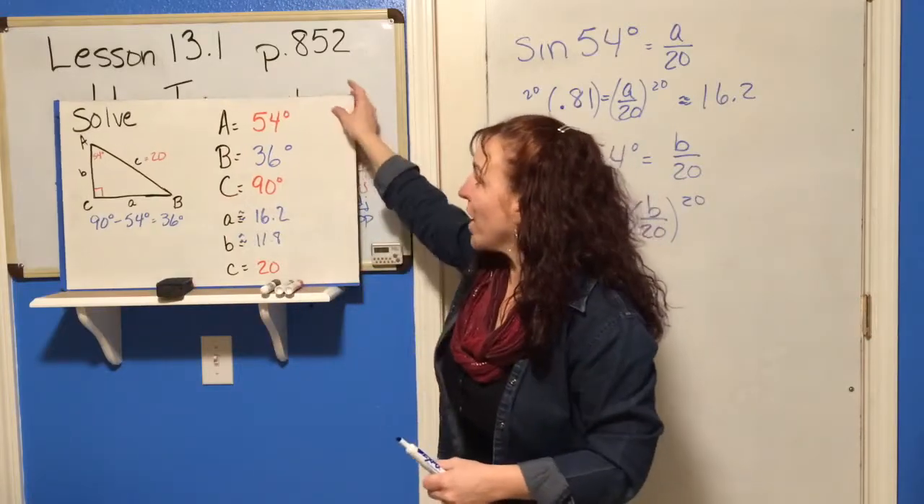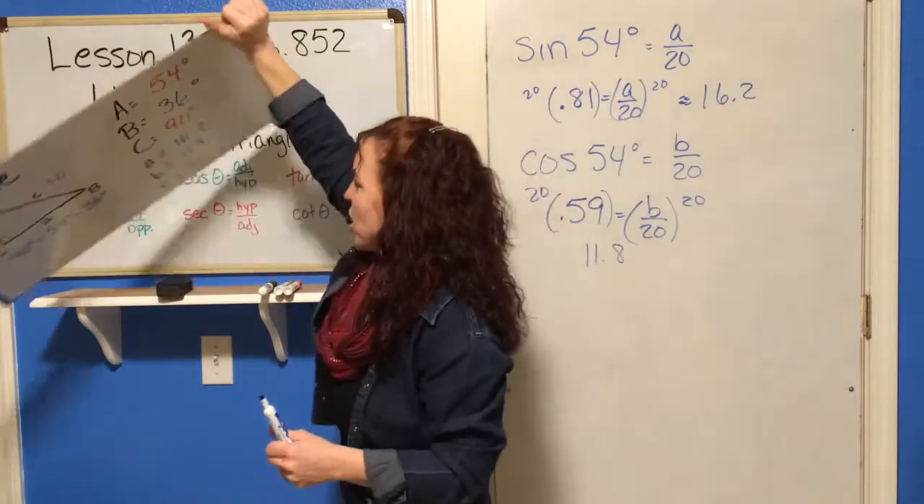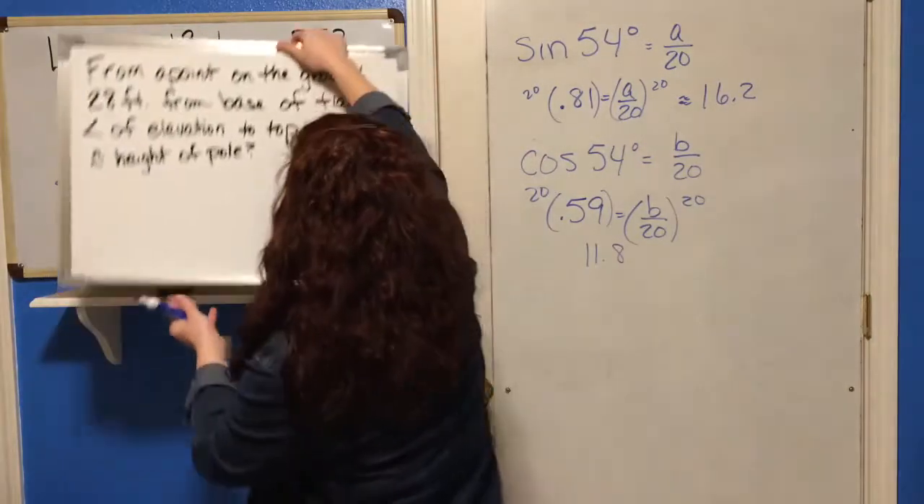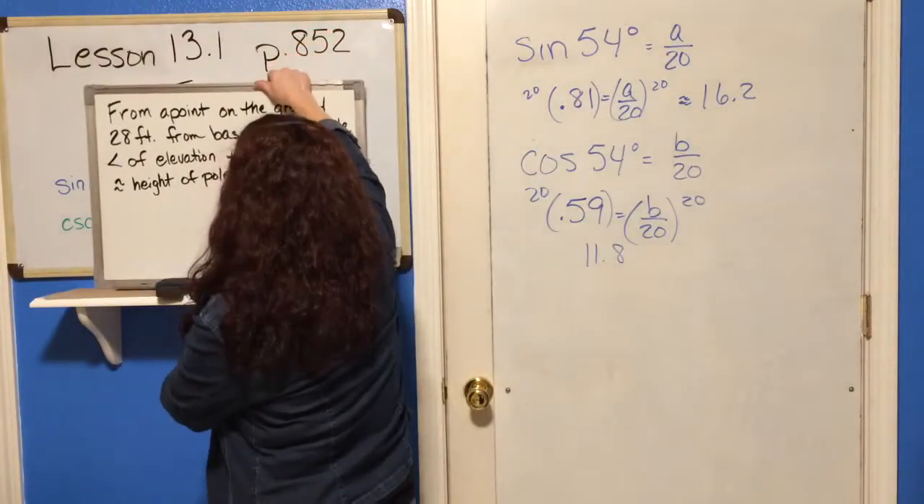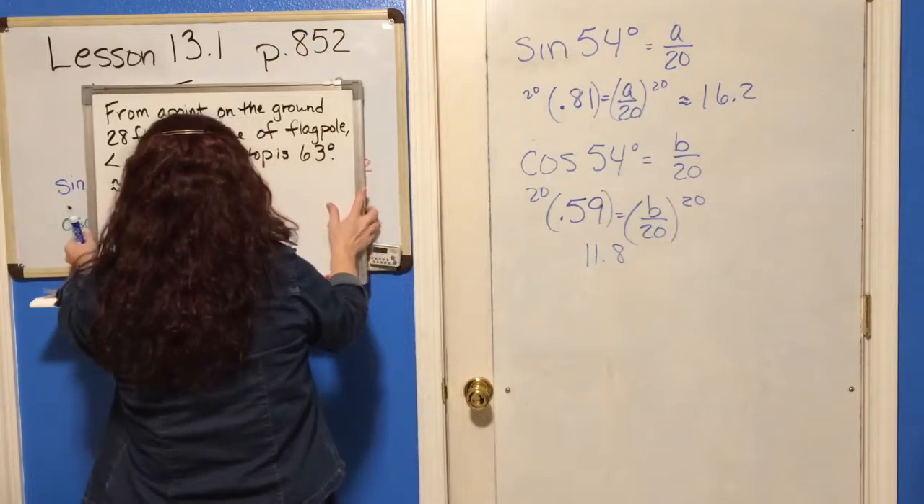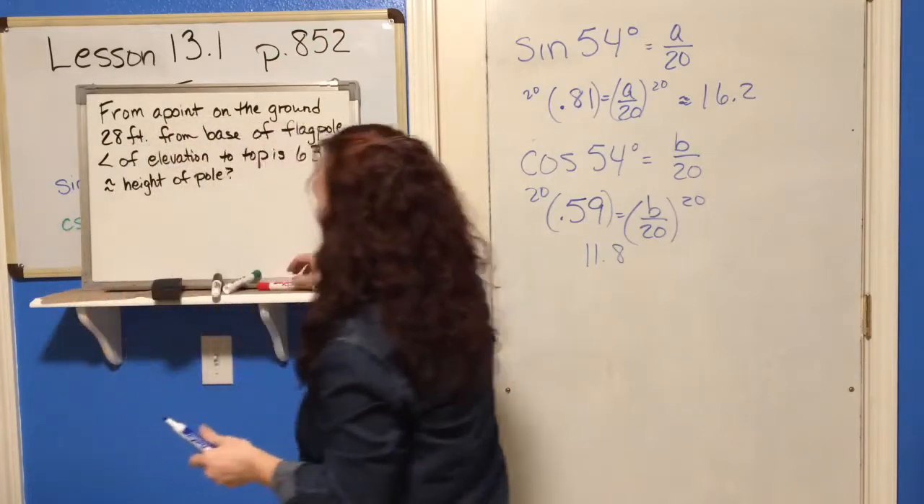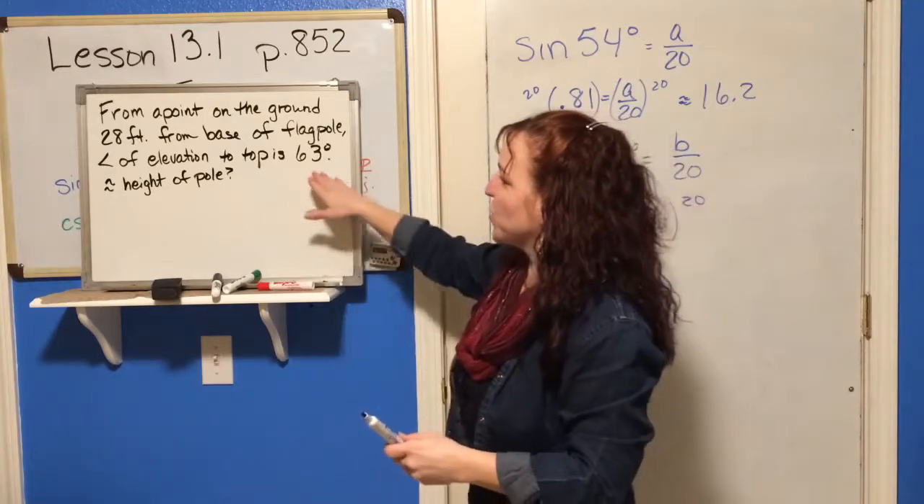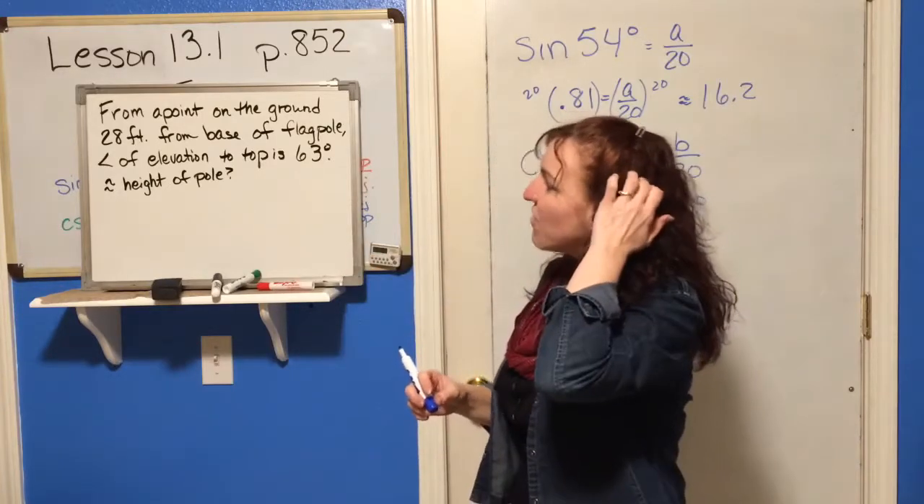All right, so one last problem. You know that I wouldn't let you go without a word problem. So we're going to take that information and we are going to find the height of a flagpole. So I've got from a point on the ground 28 feet from the base of a flagpole, and the angle of elevation to the top of the flagpole is 63 degrees. What is the approximate height of the pole?